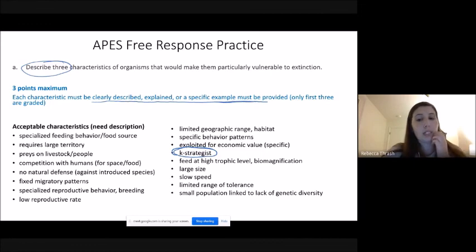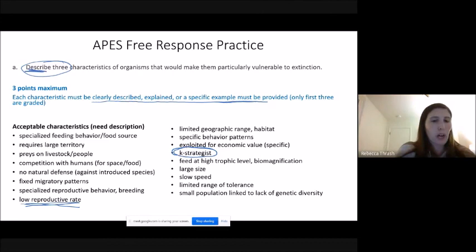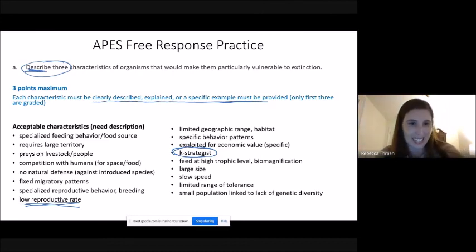It wouldn't have been enough to say that species that have low reproductive rates are more vulnerable. You have to actually describe what that means. So you could have gotten a point if you said that species are more vulnerable to extinction if they have low reproductive rates, because those low rates make it less likely that they can rebound in population size after habitat destruction or after they've been overexploited. So always make sure that you are doing a really good job of the description and not just identifying.